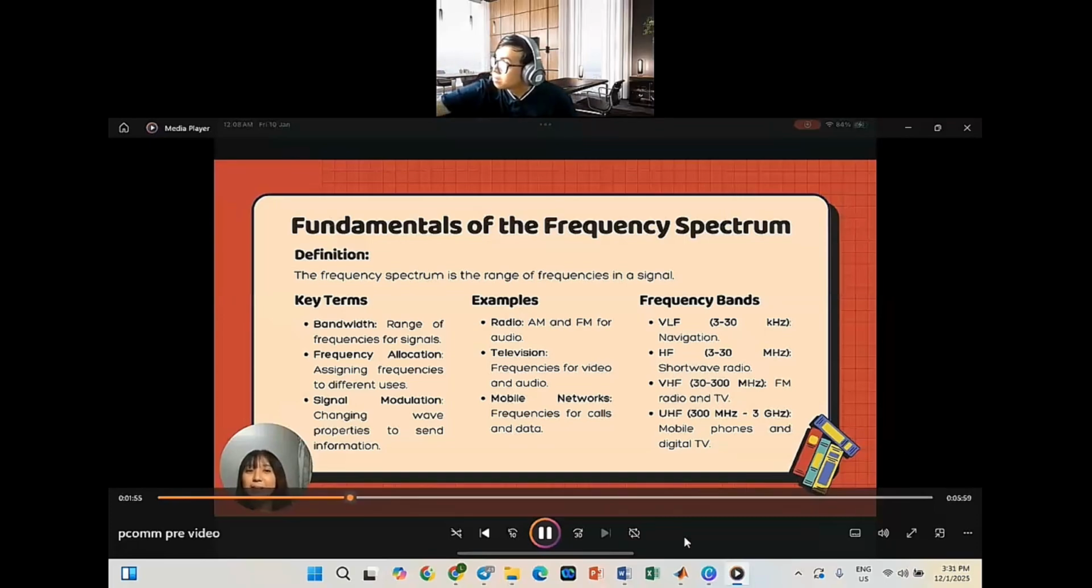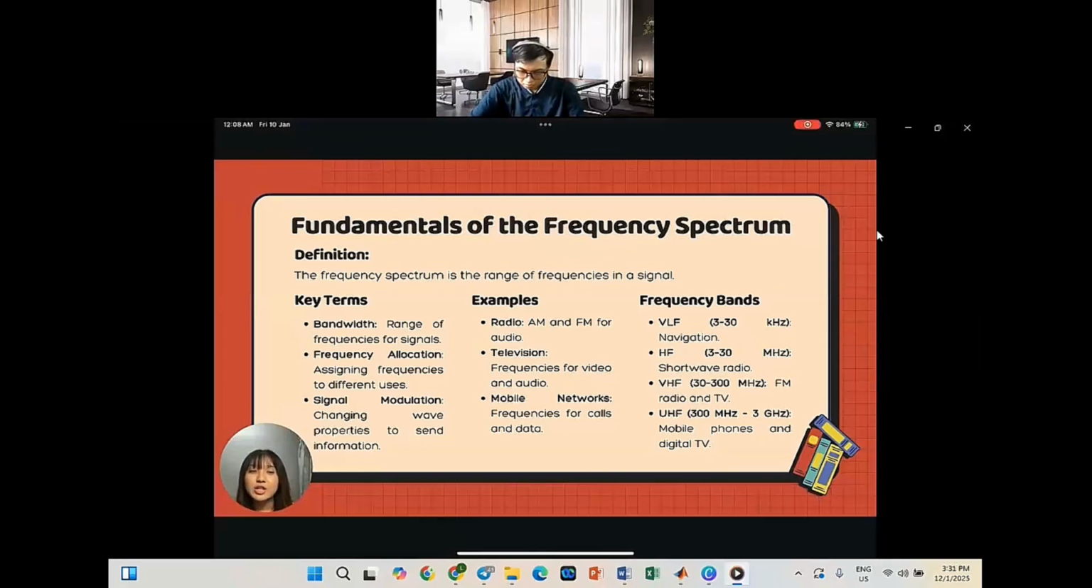Now, let's see some examples of how the frequency spectrum is used. Basically, it's used in radio for audio. It can also be used in television for video and audio. More, it can be used in mobile networks for calls and data. Finally, here are some frequency bands: VLF, very low frequency, HF, high frequency, VHF, very high frequency, and UHF, ultra high frequency.